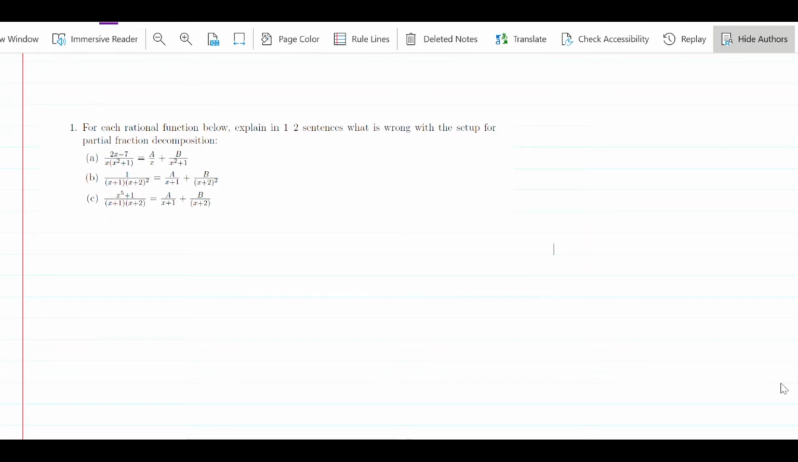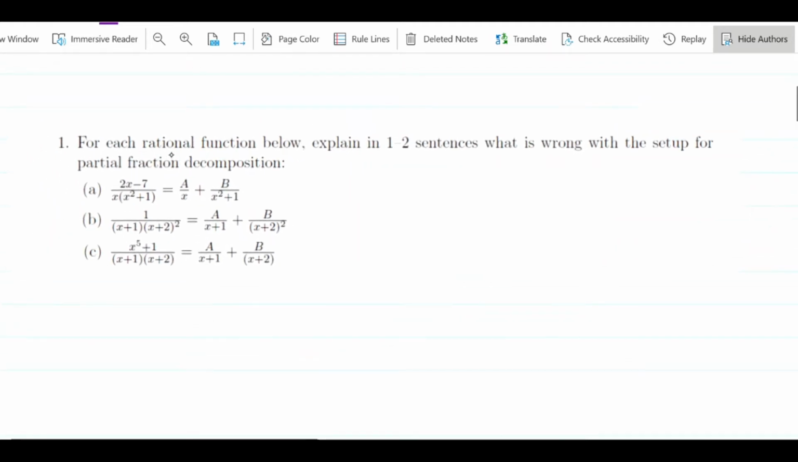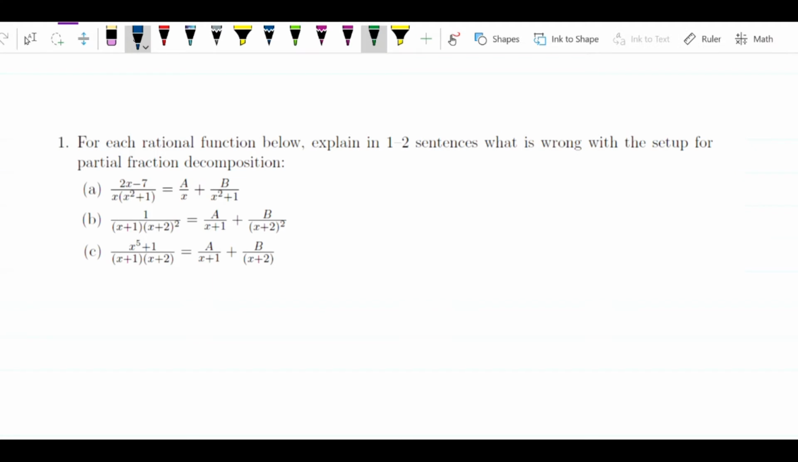So for part A, the problem is here. Let's actually make that a little bigger. So for part A, there we go. Good. The problem is here. As we can see, since we have an irreducible quadratic, x squared plus 1 cannot be factored over the real numbers, we would have had to write bx plus c over x squared plus 1. That's the problem.